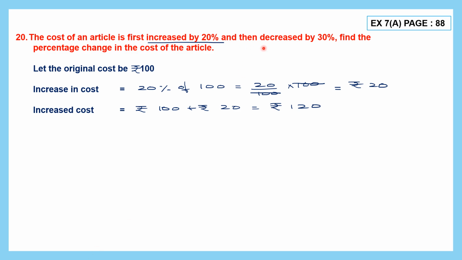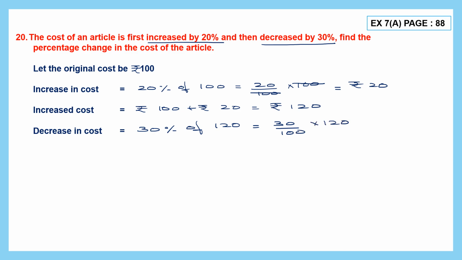Then what does it say? And then it is decreased by 30%. So it has decreased by 30%. So now we have to find the decrease in cost. So decrease in cost will be 30%, that is 30% of the new increased cost, which is 120. So 30% means 30 by 100 into 120. So let's cancel. I can cancel this. I can cancel this. Now I have 3 into 12. 12 threes are 36. That is 36 rupees is the decrease in cost. So what is the decreased cost now?